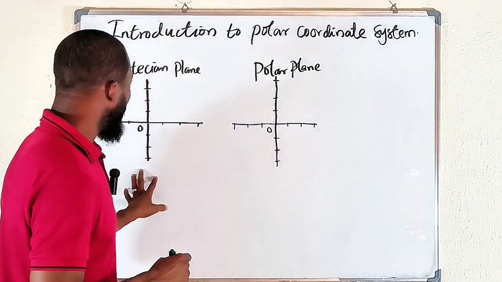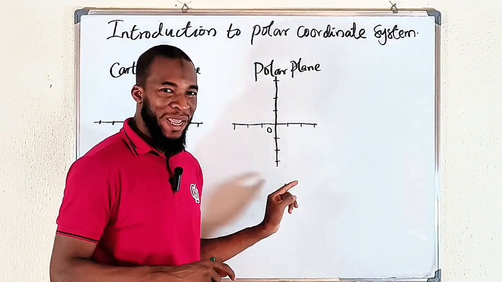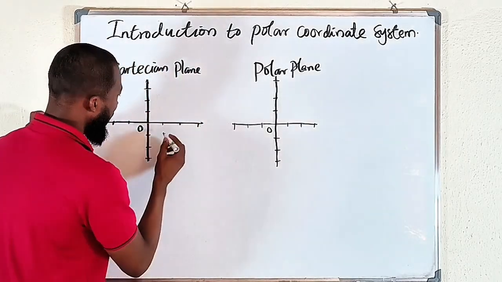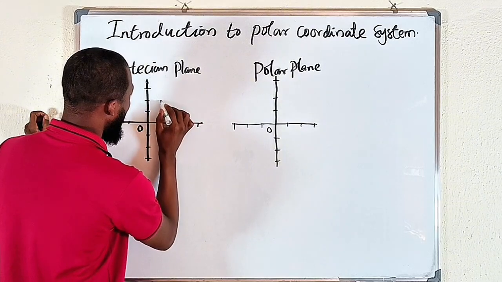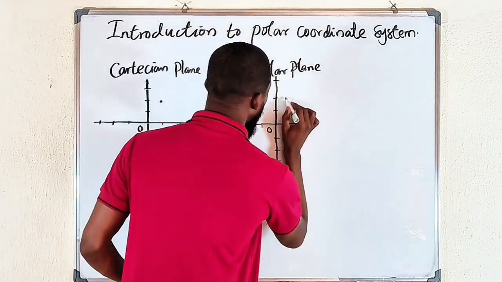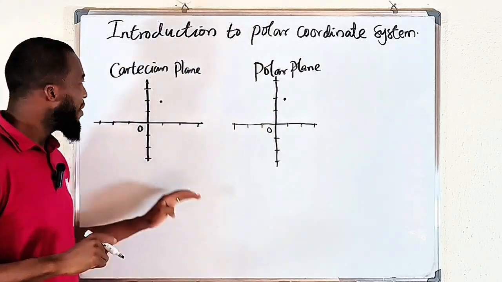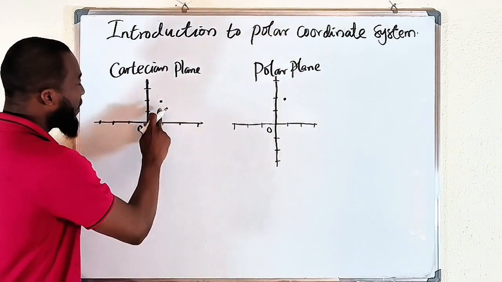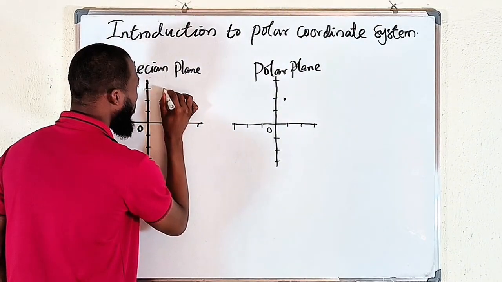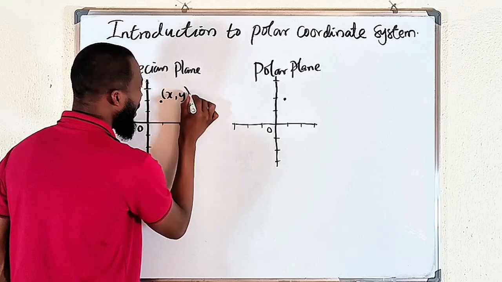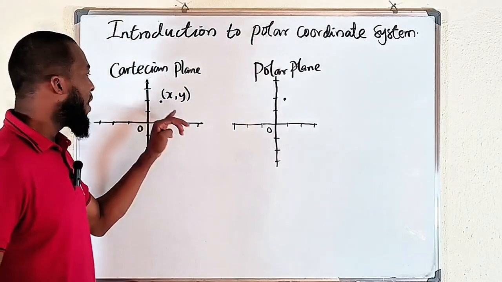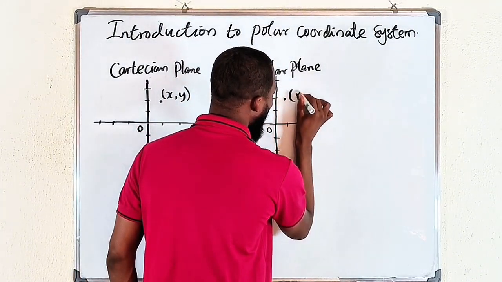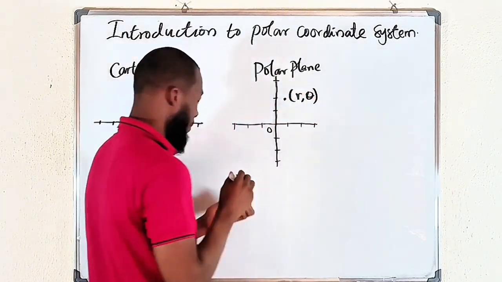So I have a Cartesian plane here and I also have a polar plane. Let me pick 2 points at random, 2 similar points. Let's assume we have a point right here and also a point right here. Let me start with the Cartesian plane because most of us are familiar with it. So this particular point is defined by what? X and Y. Every single point on this is defined by X and Y, while this one is defined by r and theta. I'm going to explain all of them.